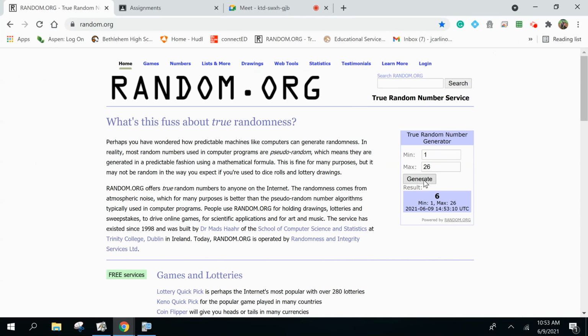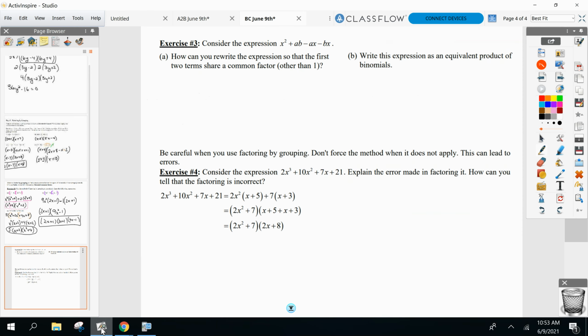Something that works. Hi, Caroline. I did AB minus AX and then plus X squared minus BX. Okay, so just let me write. I'm just going to reorder myself, but keep your pairs together. Caroline's doing x squared with negative bx, and then she's doing ab with negative ax. That's fine. Make sure your sign moves with the term.